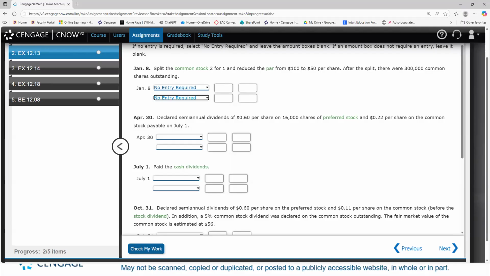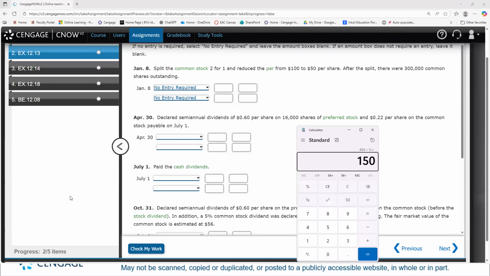So our preferred dividend is the number of shares of preferred stock, 16,000, times the amount of dividend per share, which is 60 cents. What is 16,000 times 60? 9,600? What is it? Okay. So that's the amount of preferred dividend they're paying.